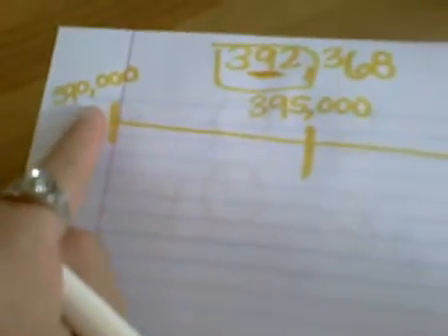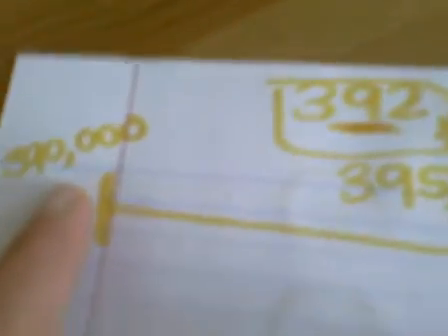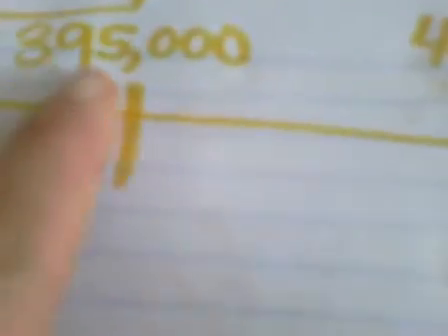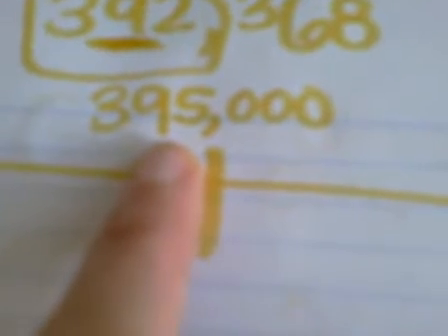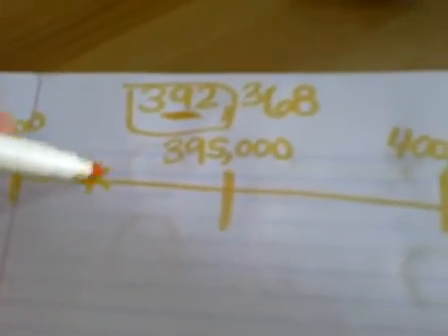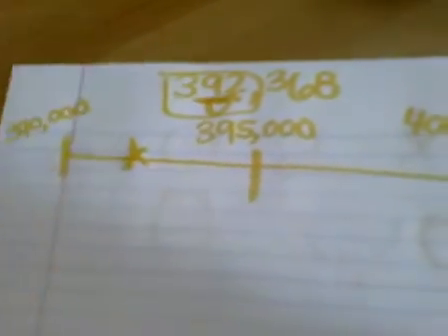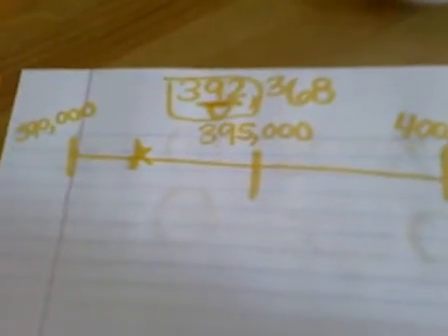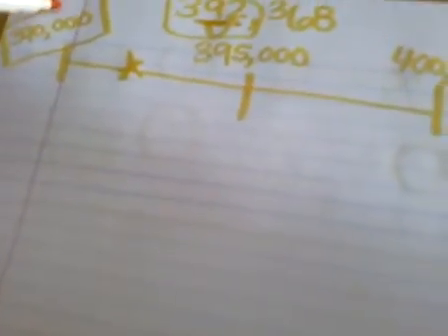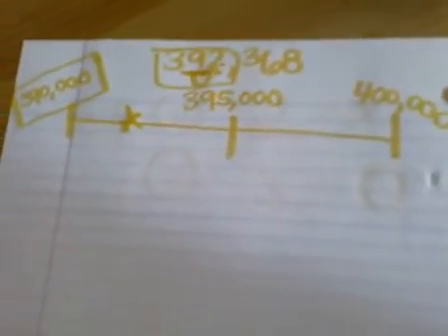Is it greater than 390? Well, yeah, it is. 392 is greater than that. Let's go to our midpoint. Is it greater than 395,000? No, it's not. It's actually going to stick right here on our number line. So when we look behind it, 392, 4 or less, let it rest. This is why we let it rest, because it is closer to 390,000 than it is to 400,000.